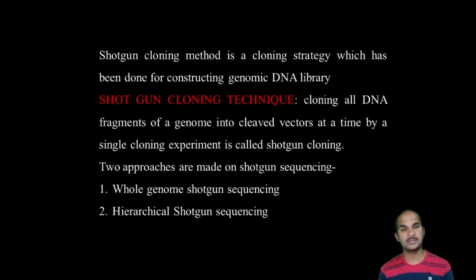is called shotgun cloning. So in this shotgun cloning technique, all the DNA fragments are cleaved and introduced into the vector, and after that, the experiment is called shotgun cloning.